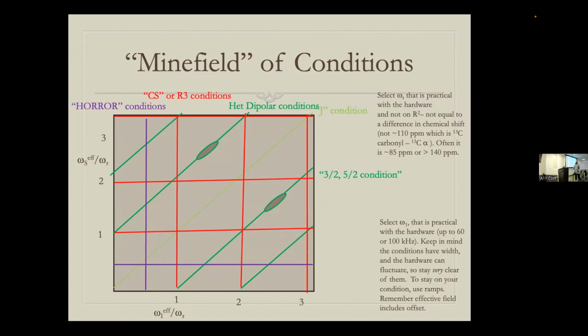Now, for the CS condition for a carbonyl is like 20 kilohertz or something. So it's starting to cover the whole thing. I mean, it is stronger when you're on, but it's never fully off until you get way up here. That's a problem.